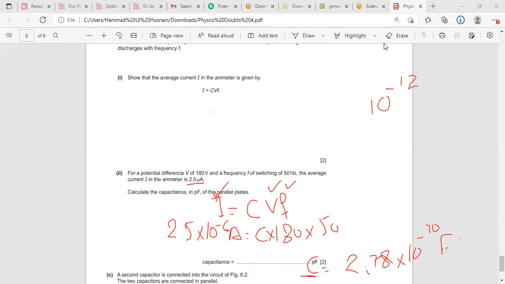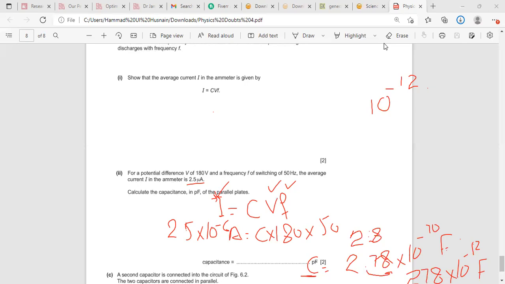So we need to move this decimal two places to the right, multiplying by 10 raised power 2 and then dividing by 10 raised power 2. So we will get 278 into 10 raised power minus 12 farads, or 278 picofarads. Or you can change it from 2.78 to 2.8 to simplify this expression, and so your answer will be around 280 picofarads.